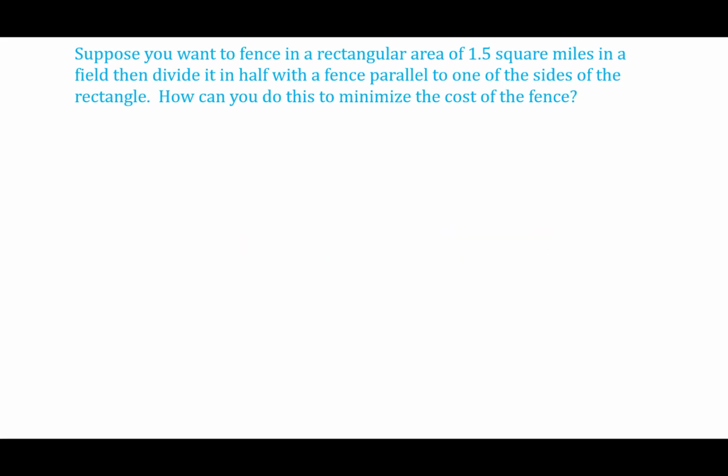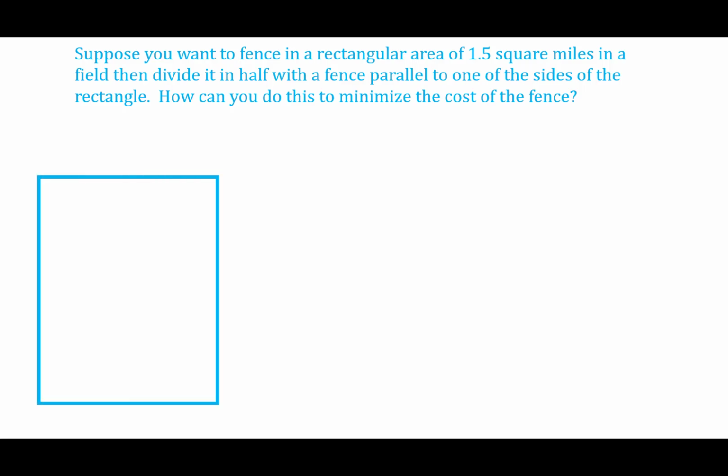Suppose you want to fence in a rectangular area of 1.5 square miles in a field, then divide it in half with the fence parallel to one of the sides of the rectangle. How can you do this to minimize the cost of the fence? Well, this is an optimization problem because we're trying to minimize the cost, and all we're given is the area that we're trying to enclose with this fence and the shape of the fencing.